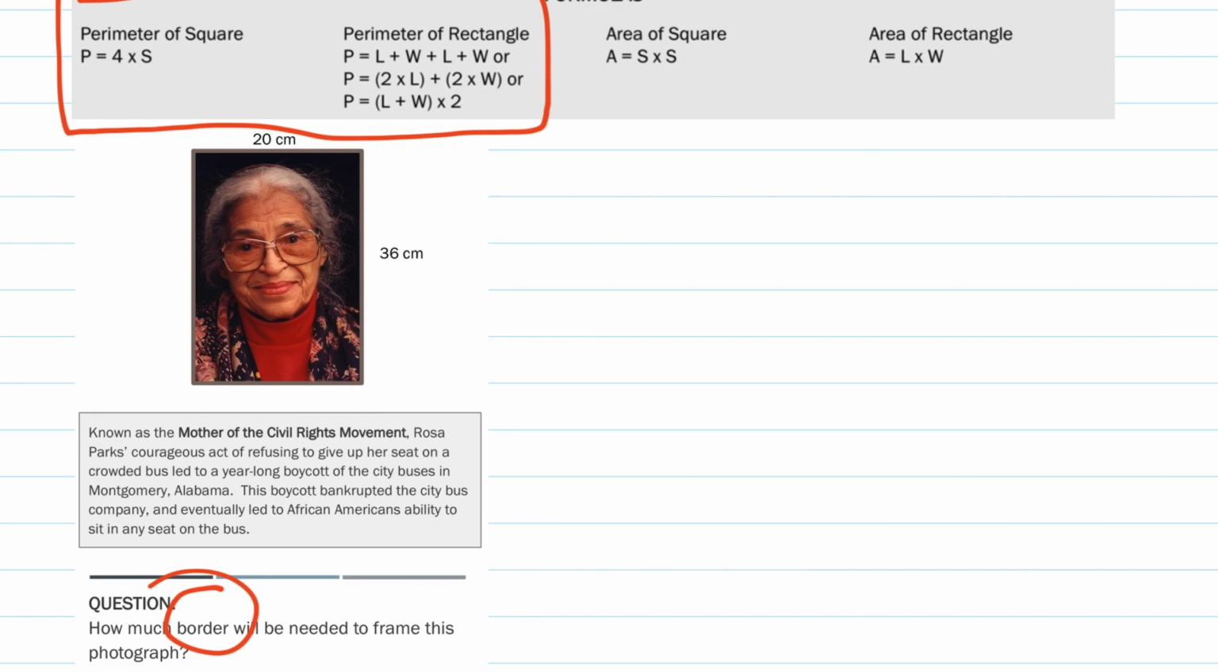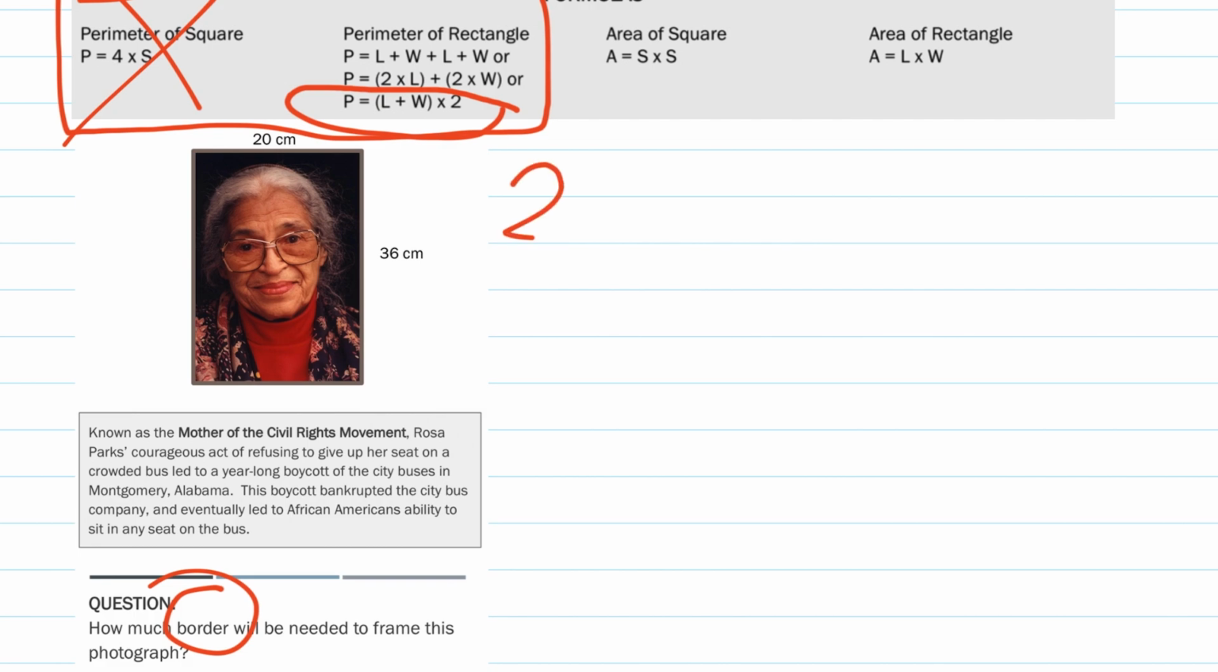So we have some equations for the perimeter of a square, as well as some equations for the perimeter of a rectangle. Now I notice I have a side that's 20 centimeters and another side that's 36 centimeters. So it cannot be a square. It has to be a rectangle. So I can either look at length plus width plus length plus width, or I can look at 2 of my lengths plus 2 of my widths, or I can add my length and width together and then multiply that answer by 2. I'm going to use this last equation, okay?